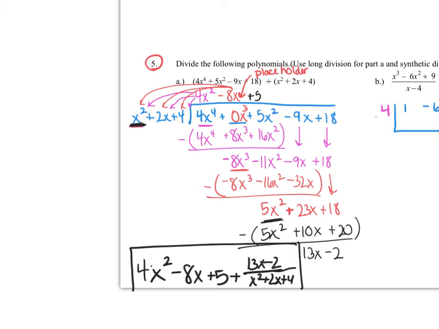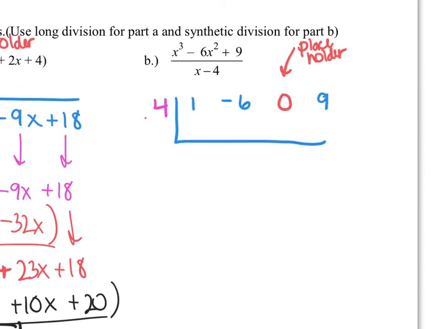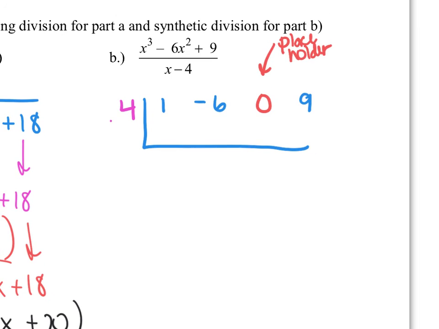All right, now 5b, you're doing with synthetic, and we can do it with synthetic because you're dividing by a linear factor of x minus 4. I already set it up. You have 1x cubed minus 6x squared. You don't have an x term, so you have to put in a placeholder. With synthetic, you have to. And then a 9. And then since our factor is x minus 4, if it's a solution, it would be 4. So that's why the 4 goes out front.